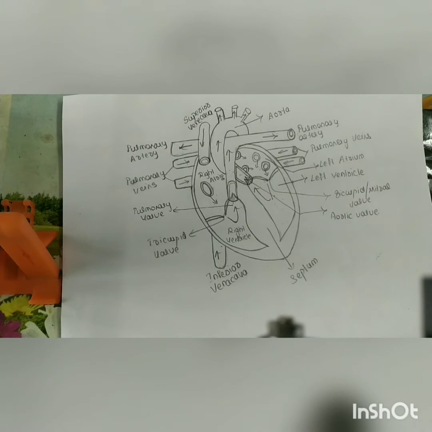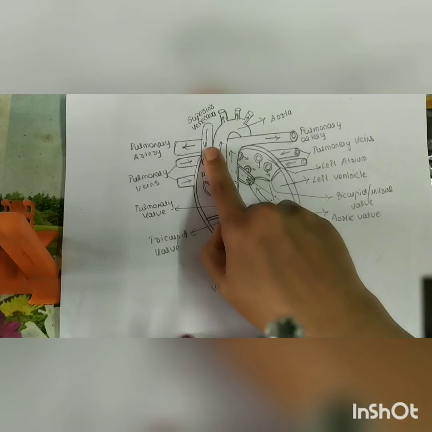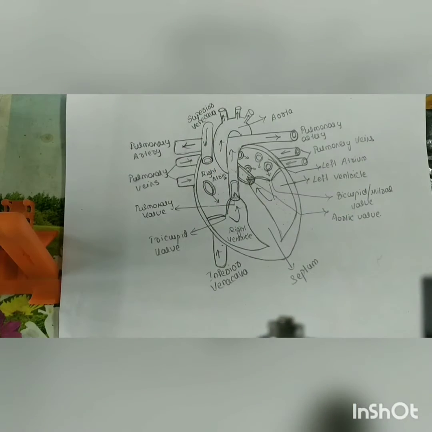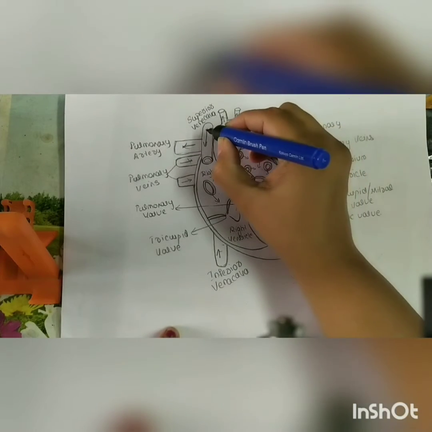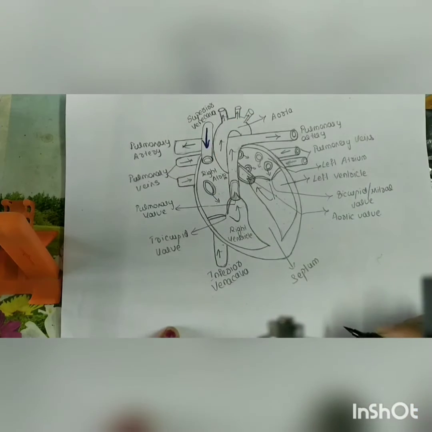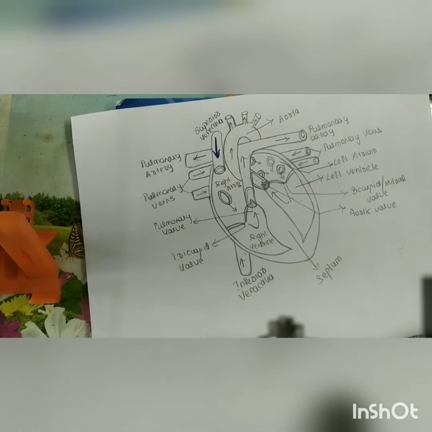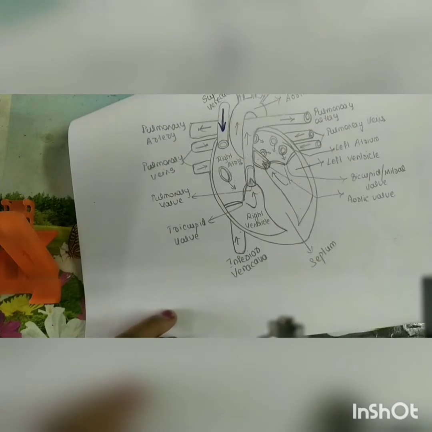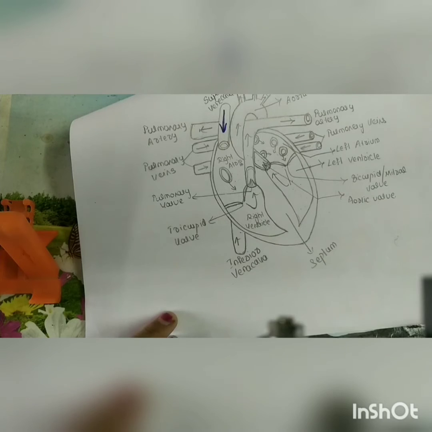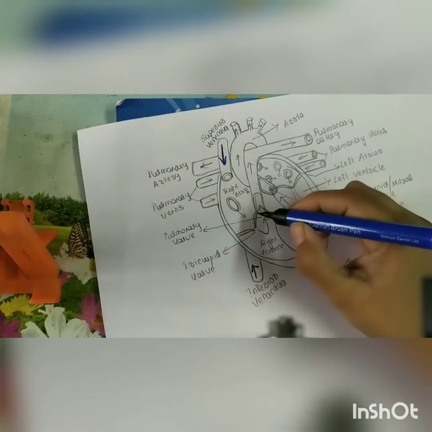Blood from the upper part of the body enters this right atrium through this superior vena cava. So I'm going to mark it with the blue because it's deoxygenated. Wherever we see deoxygenated blood, I'm going to mark it with the blue pen, or a blue sketch pen. You can use it. Further, the deoxygenated blood from the lower part of the body enters through this inferior vena cava. Again I'm marking it with the blue. So both of these enter the right atrium.